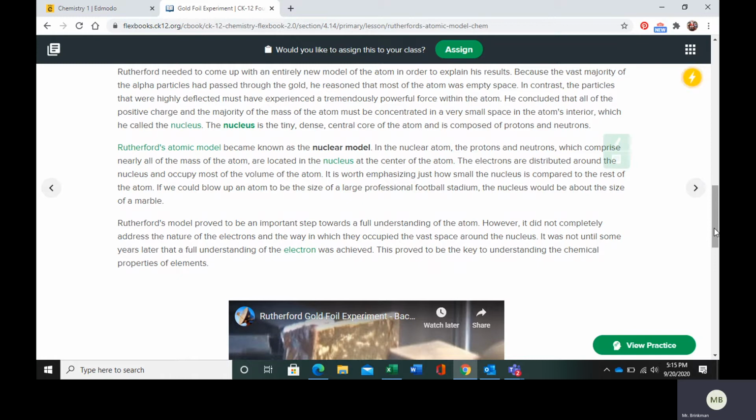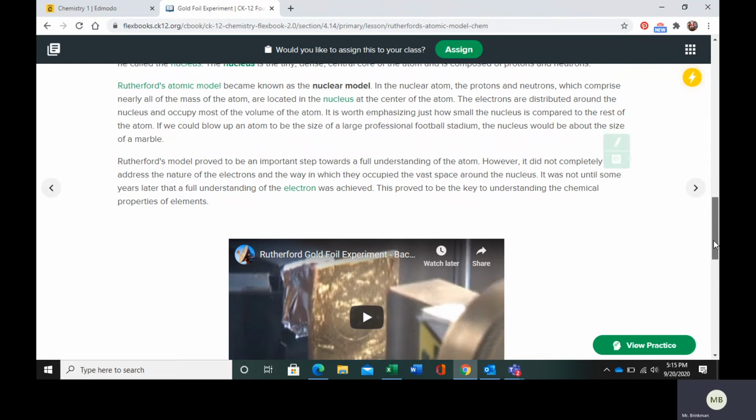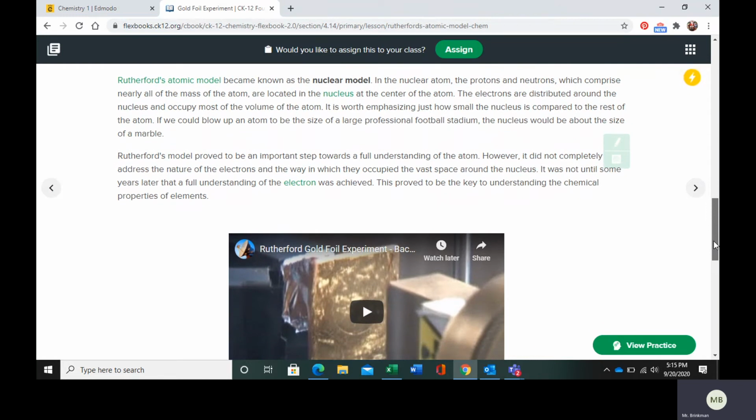It's actually very different. So what Rutherford proposed was that the majority of the mass of the atom must be in the center of the atom. It must be concentrated in the center of the atom. And he also concluded that the positive charge would be found in this center of the atom. And he called this the nucleus. Okay, the nucleus is where the protons and neutrons are found. And his model became known as the nuclear model.